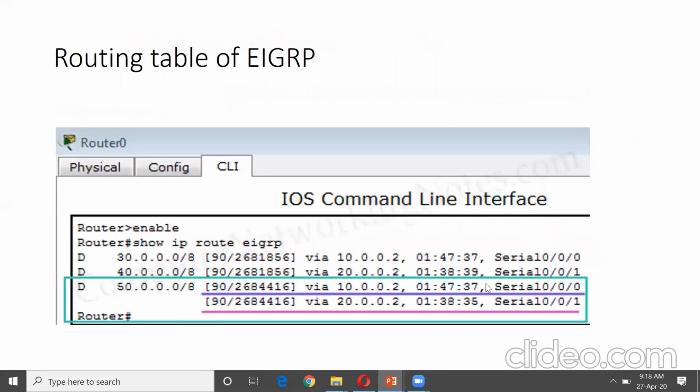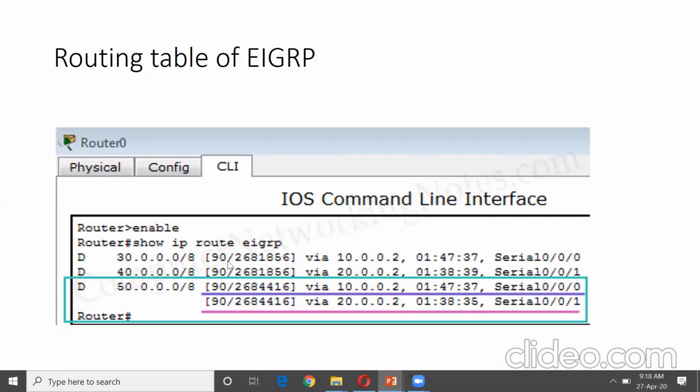Here one example is given, the show ip route command. You are already aware of this command. To see the routing table, we use this command. Now to see the routing table through EIGRP, we need to specify the protocol name. So the protocol name is specified here. D means EIGRP. Why D? Because it uses the DUAL algorithm to select the best path. So 30, 40, 50, these are example networks.